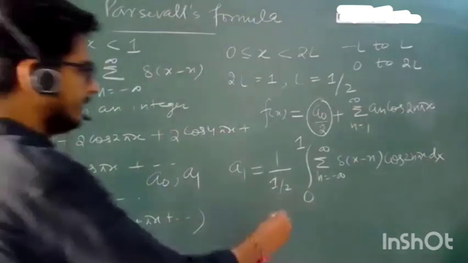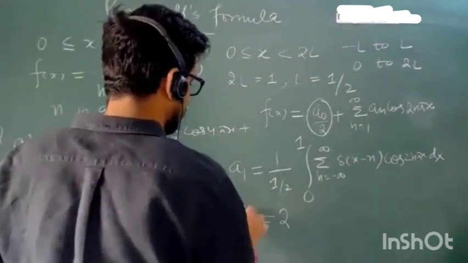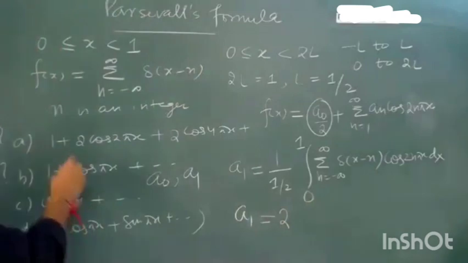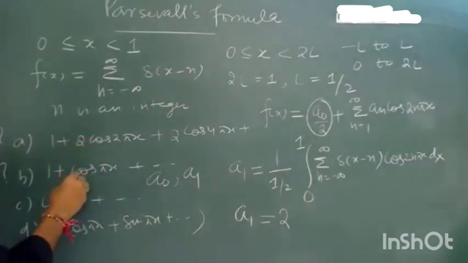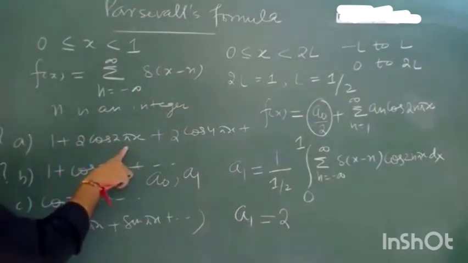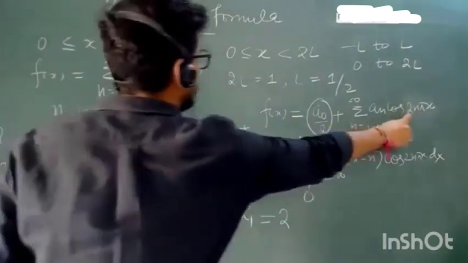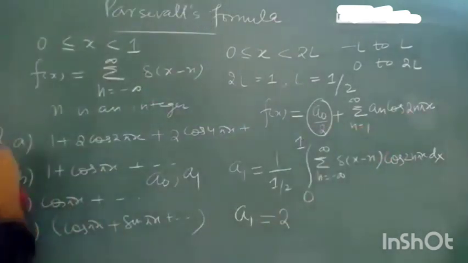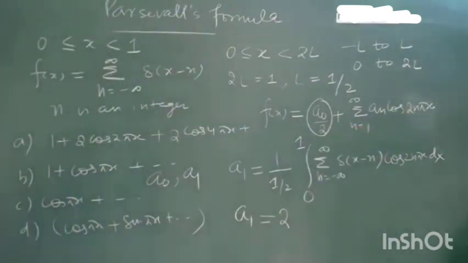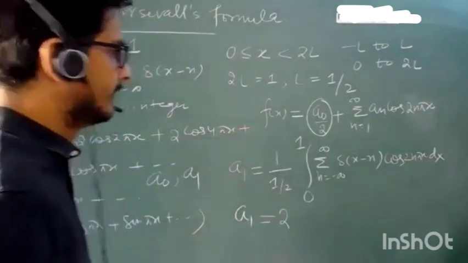Again this inside will be 1 and this a1 will be 2. So you will get this, and here 2 pi x was already there, it came in the series. So see, it was in the series. So answer A is correct. Okay, so here the problem is not of Fourier series, the problem is this delta function.